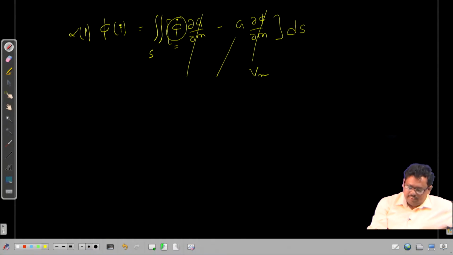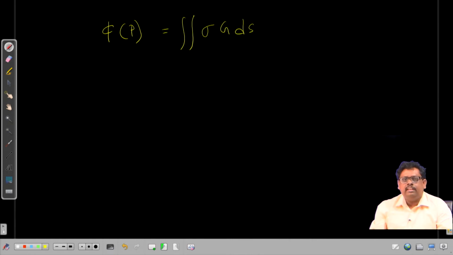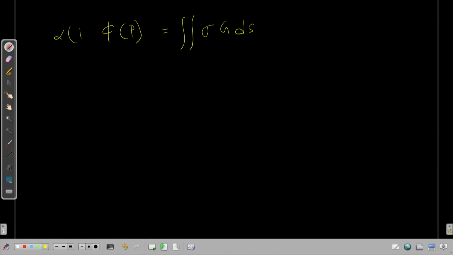Now, in this equation, what I am getting right now is phi p is equal to the integration of sigma into g into ds. So, this is what I call the only source distribution. Now, if you discretize, okay, I just missed the alpha p, sorry.